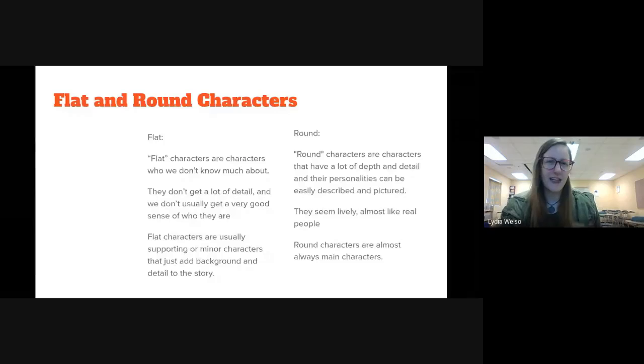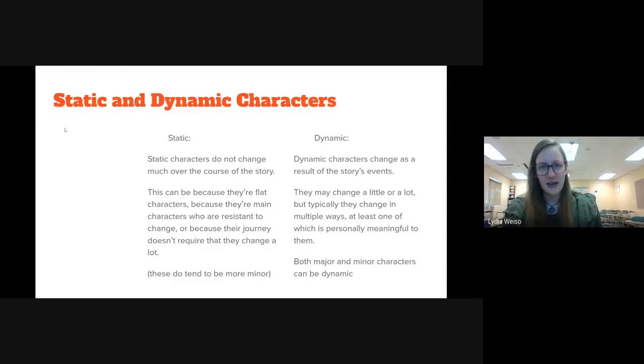And your roundest characters are almost always your main characters. Now, remember, that's round in the literary sense, not round in the physical sense, although you can have a character who is both rotund and a main character. And then static and dynamic characters.